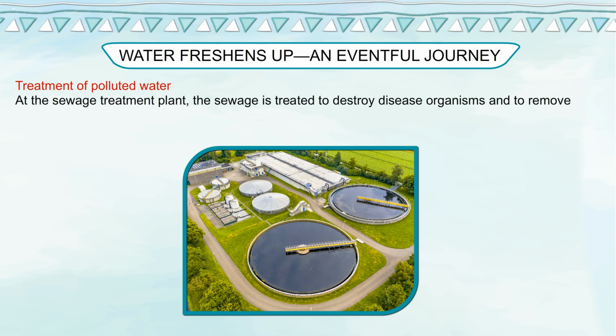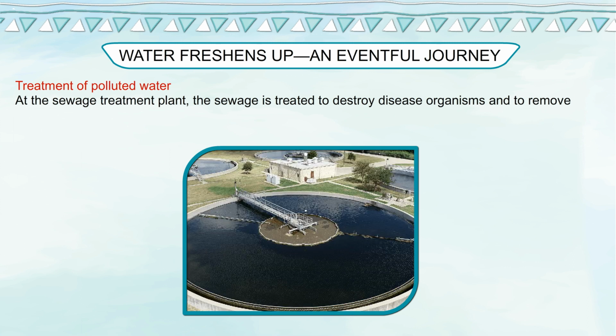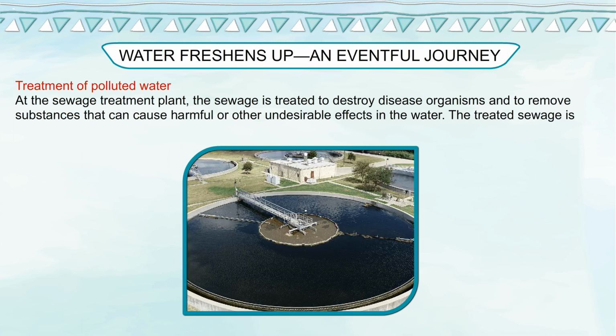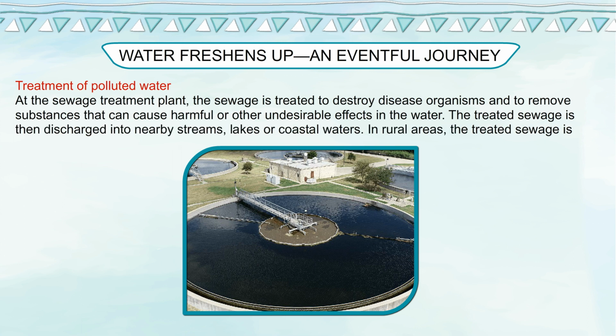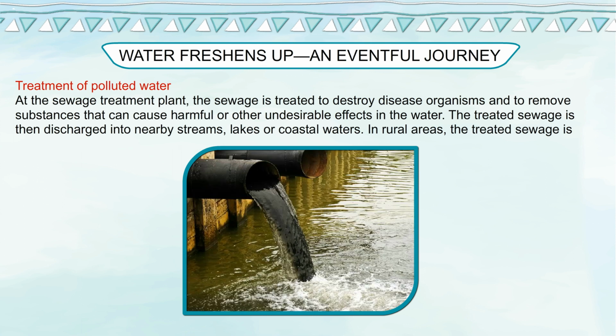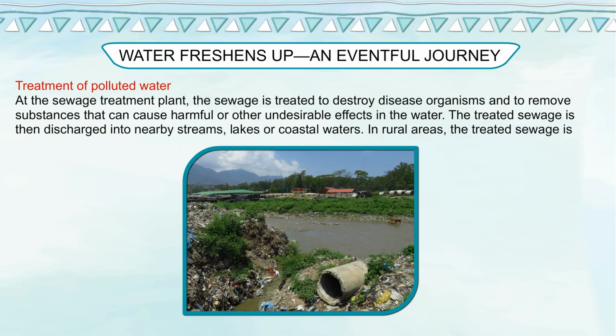Treatment of polluted water. At the sewage treatment plant, the sewage is treated to destroy disease organisms and to remove substances that can cause harmful or other undesirable effects in the water. The treated sewage is then discharged into nearby streams, lakes, or coastal waters. In rural areas, the treated sewage is usually disposed of in the soil.